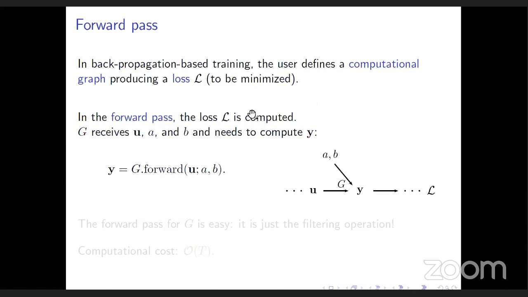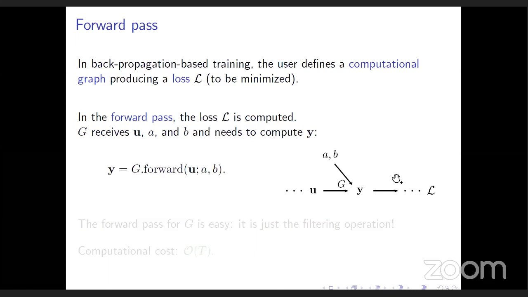And there are two phases. So the graph produces a loss, and the objective, of course, is to minimize the loss. The loss could be like the simulation error norm. There are two phases, the forward and the backward pass. In the forward pass, the loss is computed. And so starting from the input, each block receives an input and transforms it to an output.